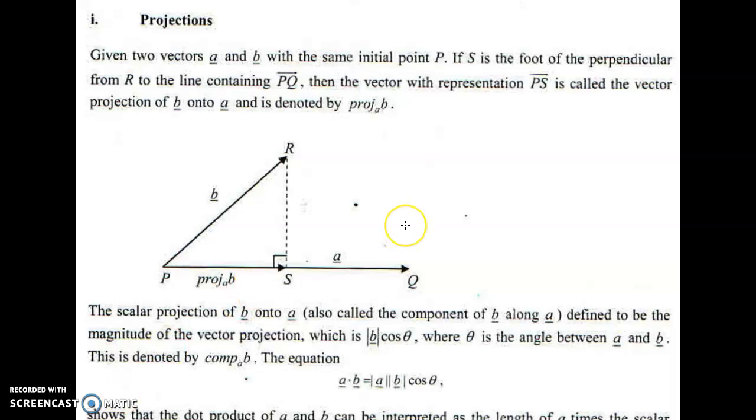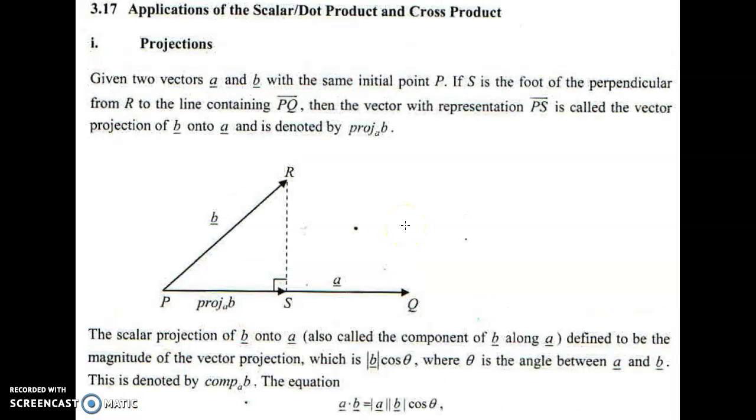Hi guys, in this video we're going to talk about the next part of application in dot product or cross product, which is projections. Okay, so let's see what is projections. So given two vectors A and B, we have A and B here with the same initial point P, right?